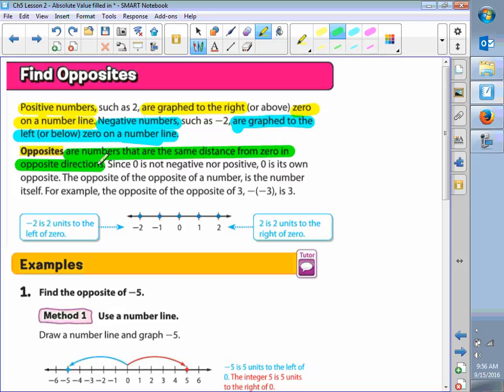So let's see. The opposite of negative 3 is? Positive 3. Right? The opposite of negative 3 is positive 3. The opposite of negative 8 is positive 8. The opposite of 12 is negative 12. Very good. You get the idea?